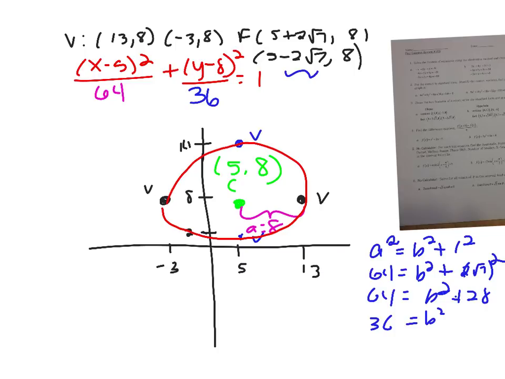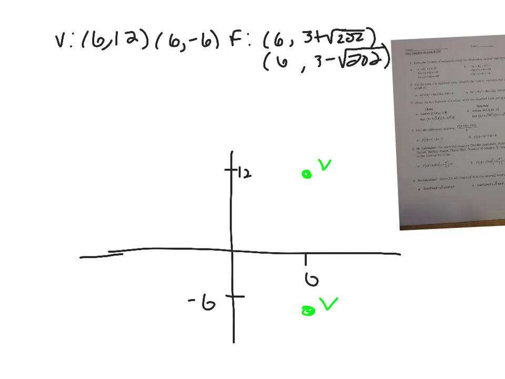Okay, so let's take a look at 3b, which is the hyperbola. Okay, so we have vertices (6, 12) and (6, negative 6). So I graphed that, (6, 12) and (6, negative 6) here. So those are your vertices. So from negative 6 up to 12, that's 18 units. So we need 9 units on either side. So negative 6 up 9 units puts me at 3.